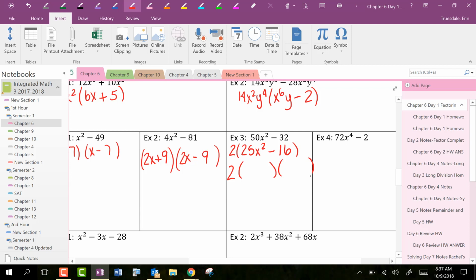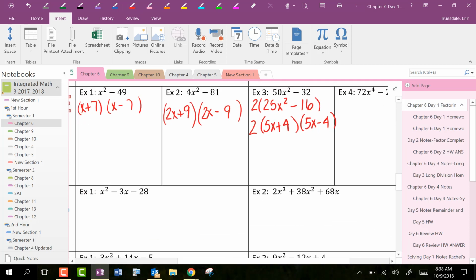Yep. Okay, so that would factor into 5x plus 4 and 5x minus 4. Questions? Those can be switched. Okay, we'll skip example 4. I think you guys have this.